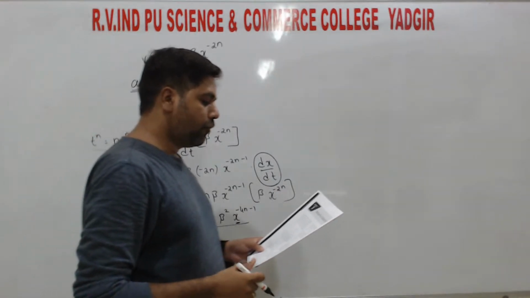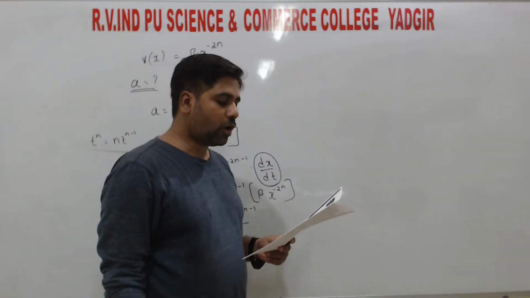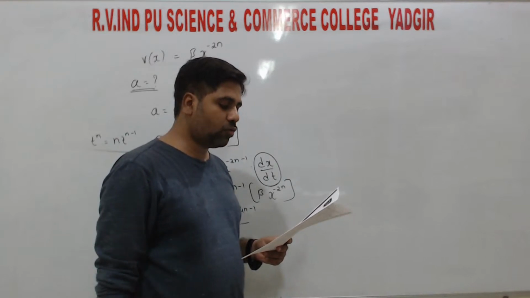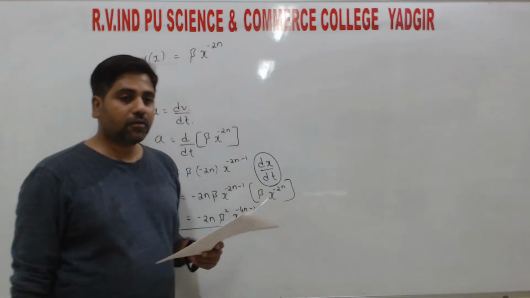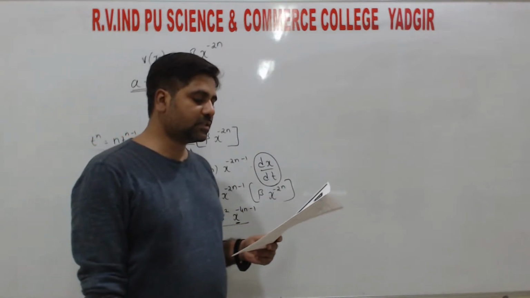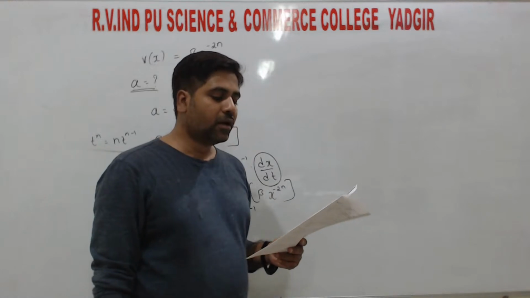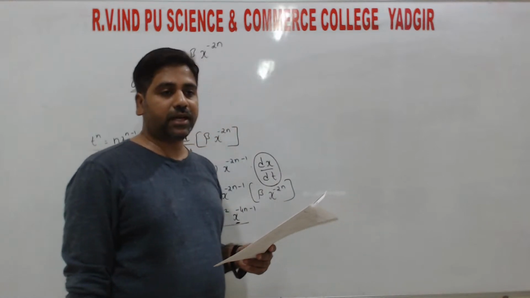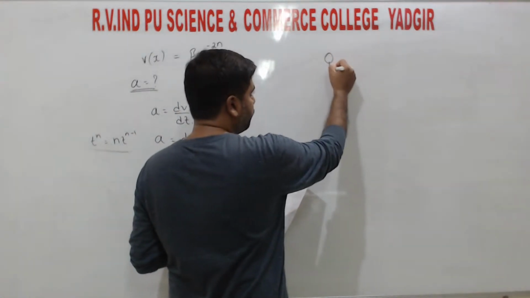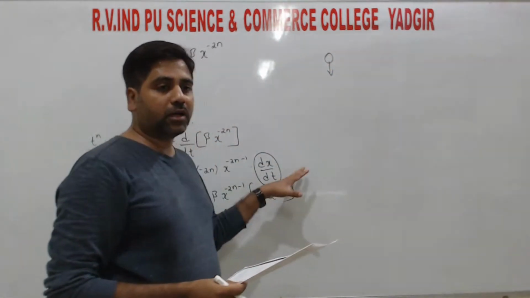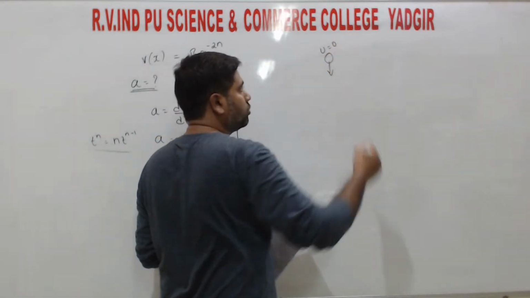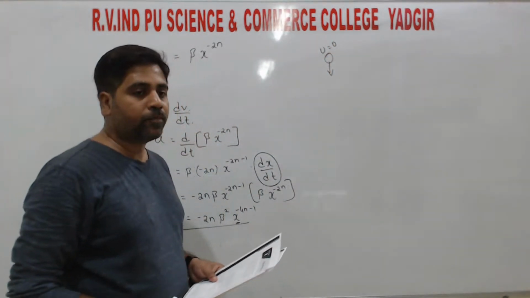A stone falls freely under gravity. It covers distances h1, h2 and h3 in the first 5 seconds, the next 5 seconds and the next 5 seconds respectively. The relation between h1, h2 and h3 is, right? So the question is about one stone which is falling freely. Wherever freely falling is mentioned, its initial velocity is 0. So its velocity is 0, right?